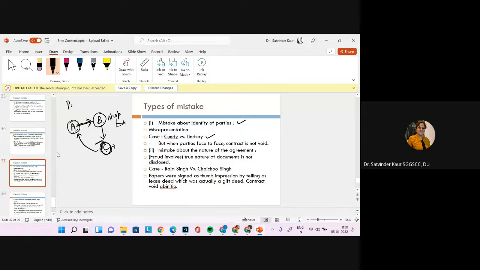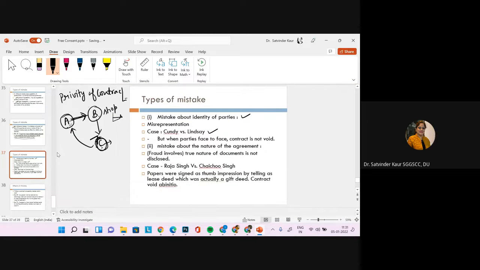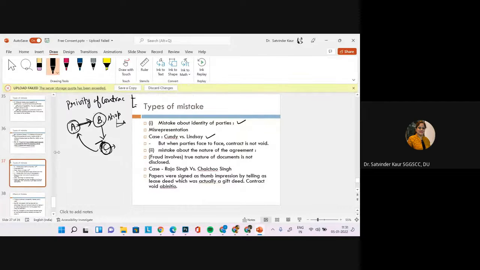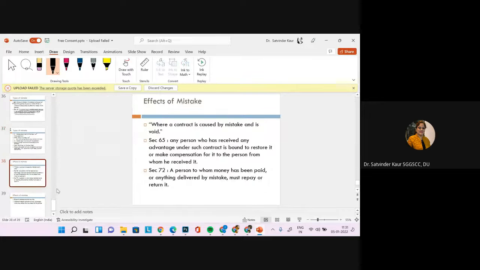If you remember the doctrine of privity of contract, it says that only parties to a contract can sue each other, can compel each other, and it gives rise to legal rights and obligations as such, right? Similarly, with respect to other aspects, there can be a difference of opinion, or the persons have talked about different things. Now we talk about the effects of mistake, wherever the person has made a mistake. In this case, the doctrine of restitution applies under section 65.